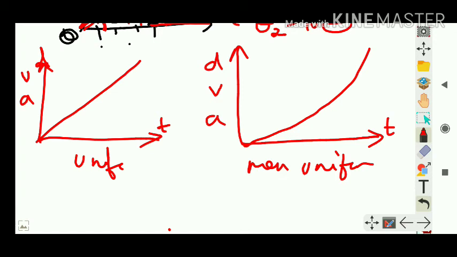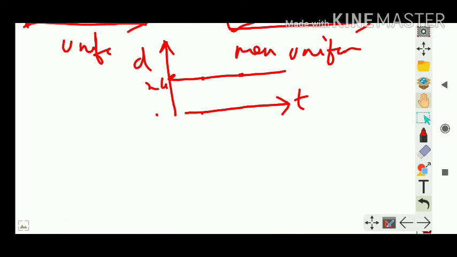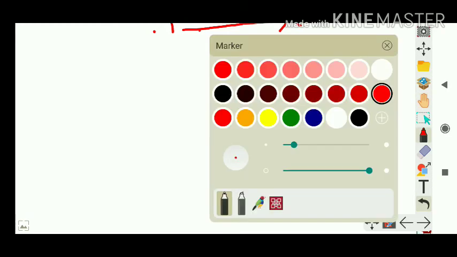Simple, right? Suppose I am asked to draw a displacement time graph of a body which is at rest. It is not moving at all. How would you draw it? Like this, right? Initially it was at 2 kilometers, and it still remains at 2 kilometers. Clear? These are some of the basic things, guys. Right.